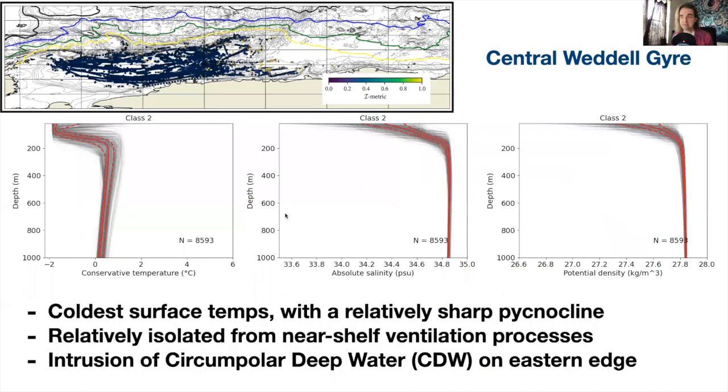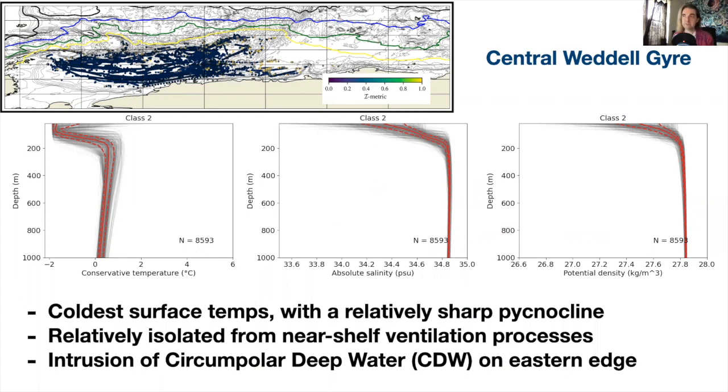Let's look at each profile in a bit more detail. We'll spend at least a little bit of time on each one of them. Here's the central Weddell Gyre. Again, you're looking at the statistics and the distribution of the profiles that belong to that class. Here in the conservative temperature, you can see it's got very cold surface temperatures. It has the coldest surface temperatures of all of the classes with a relatively sharp pycnocline. As you'll see in comparison with the other classes, that pycnocline is relatively sharp. The other ones are a bit gentler.